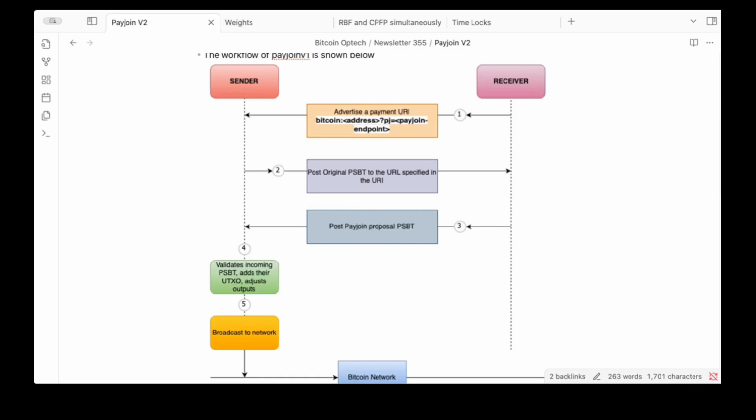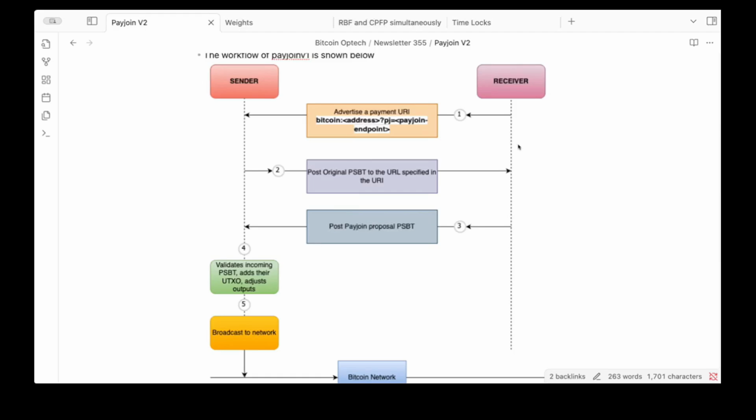So if we do this exercise, you can no longer be sure that all the inputs are from the sender and all the outputs except for the change are to the receiver. So this heuristic or conclusion gets messed up if you do this kind of transaction. So this is a PayJoin transaction.